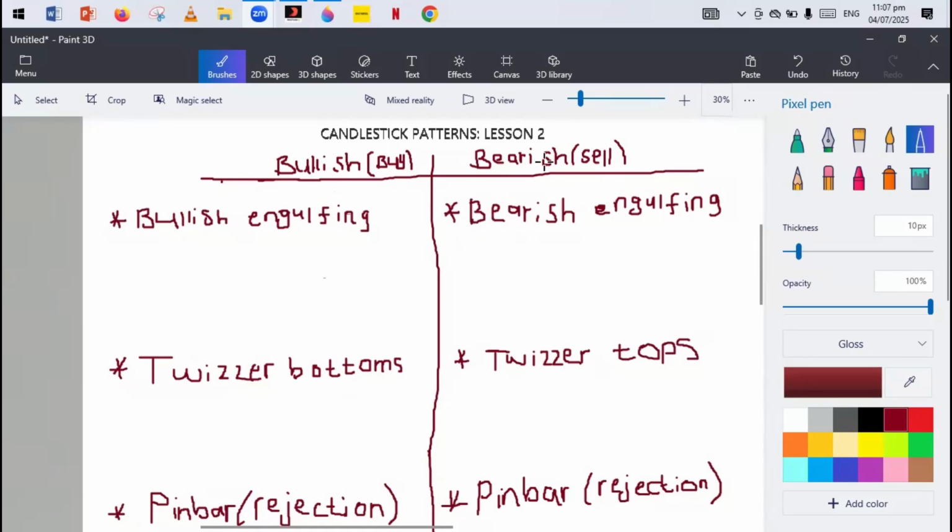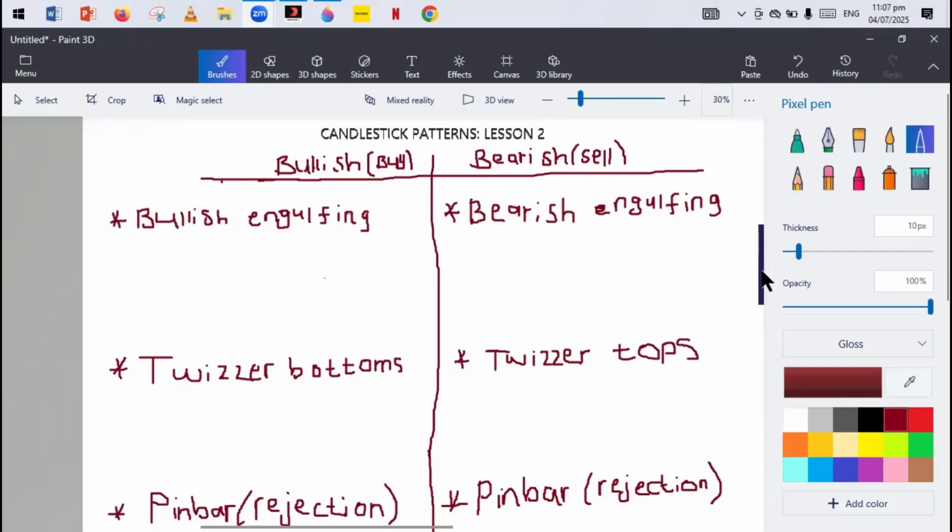So this is lesson 2 of our course, and in this lesson I'll be breaking down candlestick patterns that you need to know before you can place a trade. These candlestick patterns can be found at major key levels, or at the lower highs in a bearish market and higher lows in a bullish market.